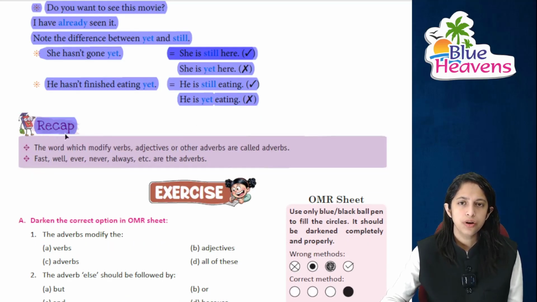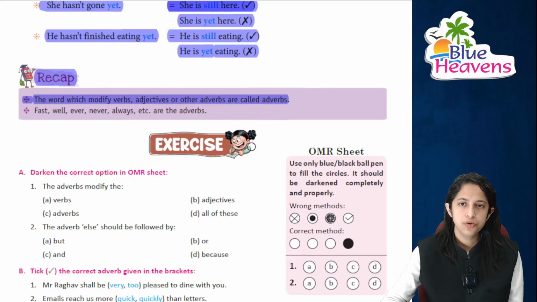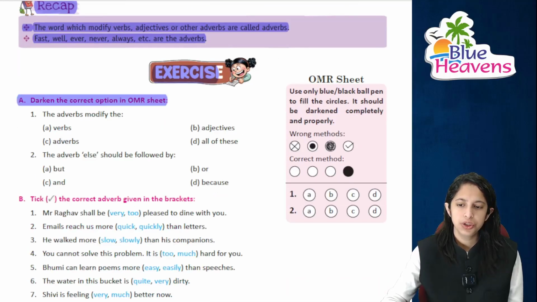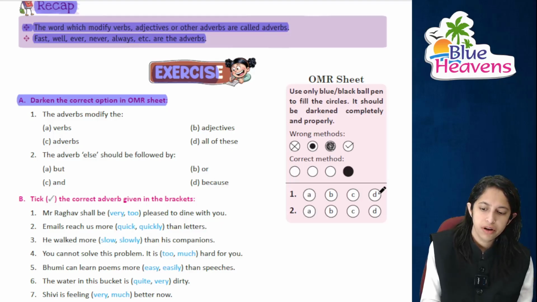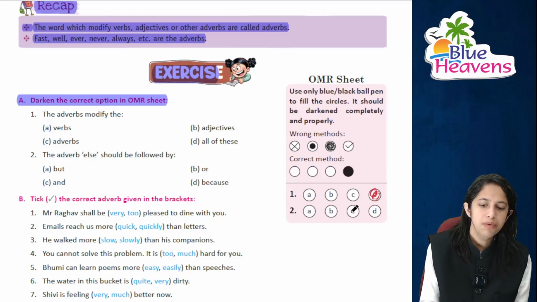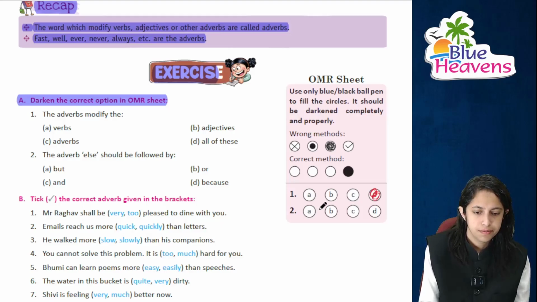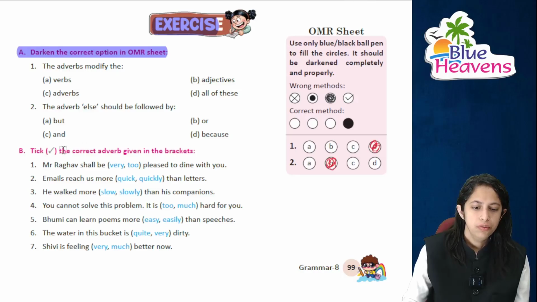Moving on to the short recap. The word which modifies verb, adjective and other adverbs, उनको हम क्या बोलते हैं? Adverbs बोलते हैं. Fast, well, never, always. ये सब क्या है? Adverb है. Moving on to the exercise. First we'll be completing the OMR sheet which is given below. Adverbs जो होते हैं they qualify or modify all. Right? The adverb else is followed by else और else के साथ और आता है. It's B. Now you have to do the correct form of the adverbs given in the bracket.